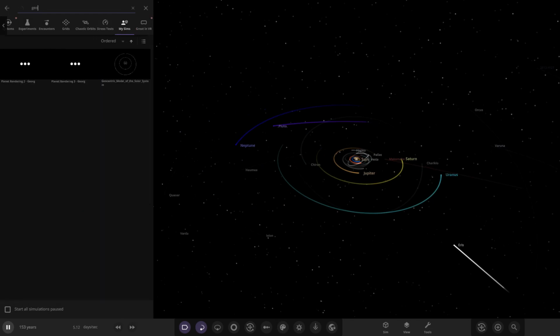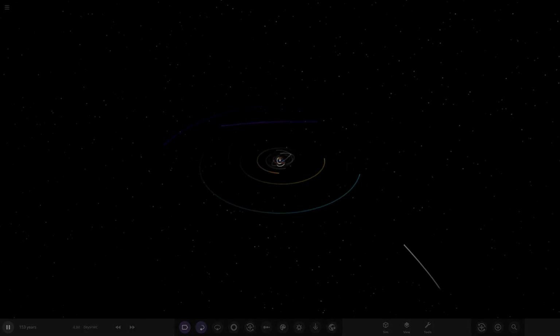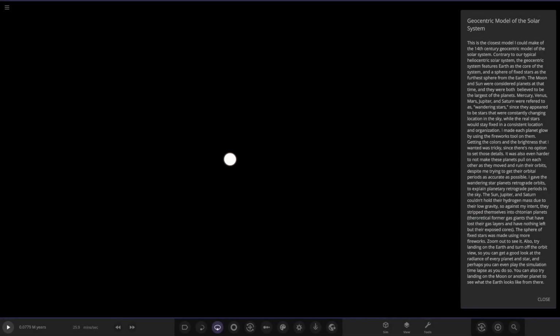So here we go, look at this. The geocentric model of the solar system. I think I did a video on this way back in the day. I'll have to maybe put some footage of it in this video as well. I don't even know if I have that simulation anymore, but I'll have to see if I can put some in this video as well.